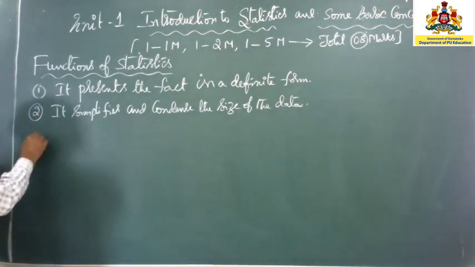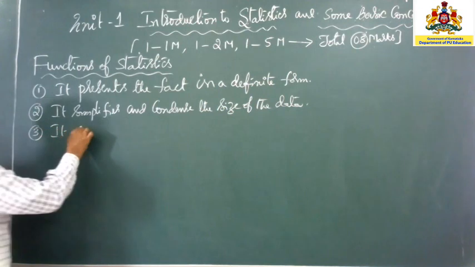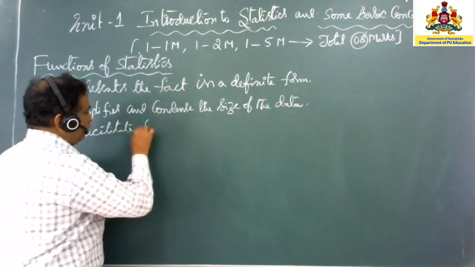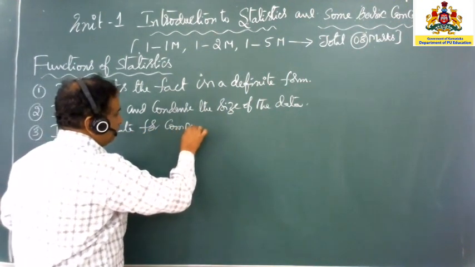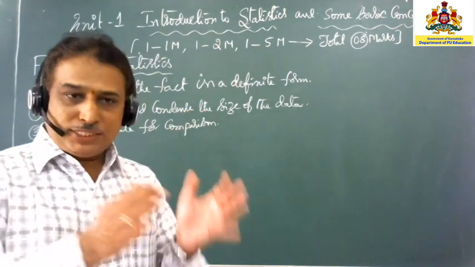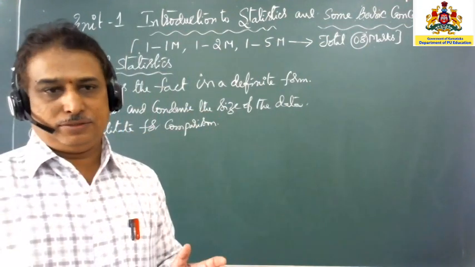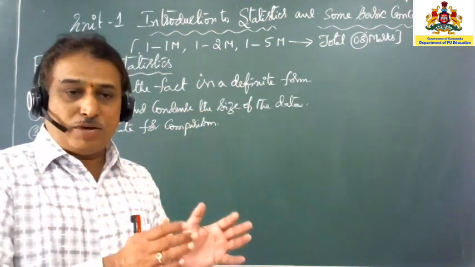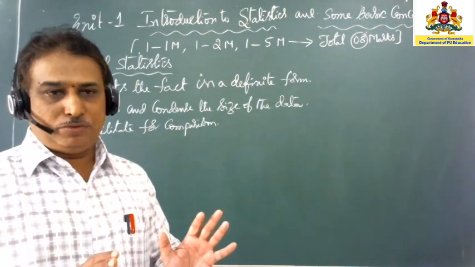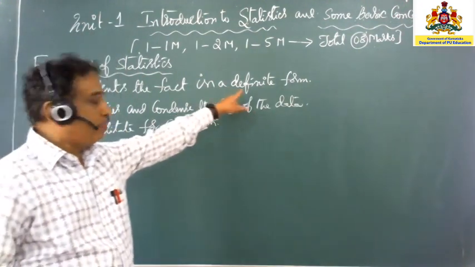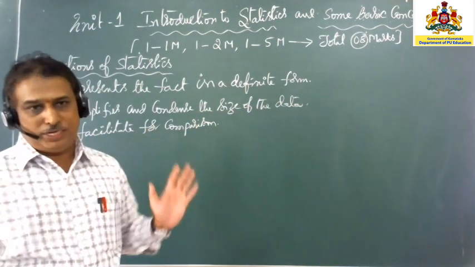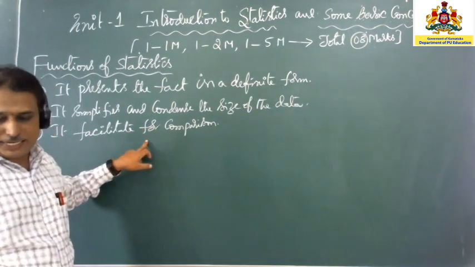Next, the third one is it facilitates comparison. We compare one set of data to another set of data. Average marks of section A and section B we can compare. The comparison is possible if we express the facts in a definite form. Definitely you can compare two or more sets of data. It is the third duty of statistics.